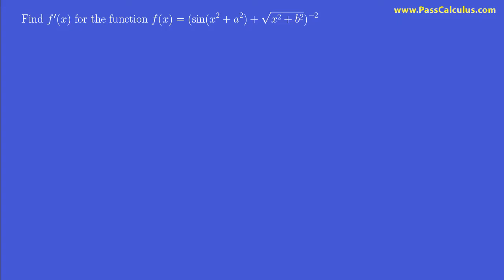This question here, we're going to use the chain rule several times, I think 3 times. First of all, the outermost function is power of minus 2. And then when we tackle the derivative of this part, we'll need chain rule and also here. So let's see how it goes.